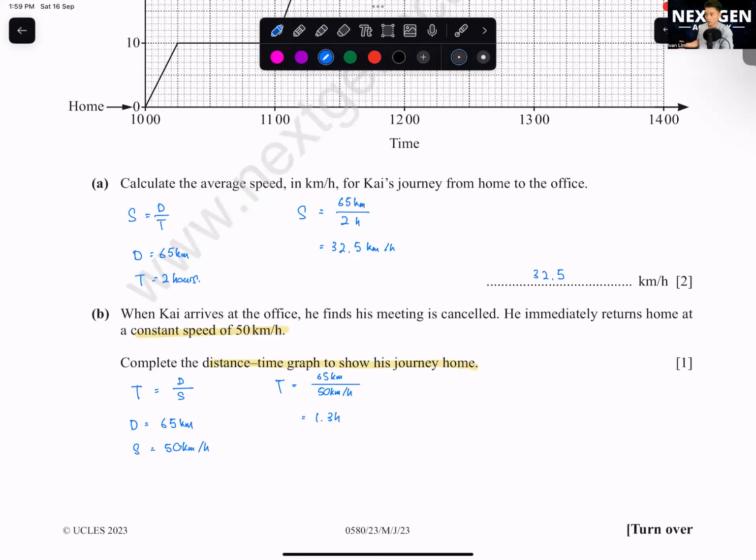Okay, but what is 1.3 hours in terms of hours and minutes? You're going to take 1 hour plus 0.3 times 60 minutes. Okay, for you to change from hour to minutes, you multiply it by 60. So you get 1 hour and 18 minutes. Okay, so his ending time will be 13:18. Okay, he'll reach at 13:18 o'clock.